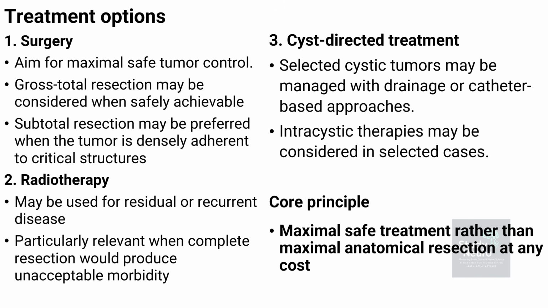Radiotherapy uses targeted radiation to control tumor cells that remain after surgery or return later. It becomes particularly useful when further surgery would carry a high risk of neurological or functional damage, and it can provide effective control without attempting another major resection. Cyst-directed treatment focuses on the fluid-filled component of selected tumors. Drainage or catheter-based procedures can reduce cyst size, while treatment delivered directly into the cyst may be considered in carefully selected patients. These approaches can sometimes reduce the need for extensive surgery.